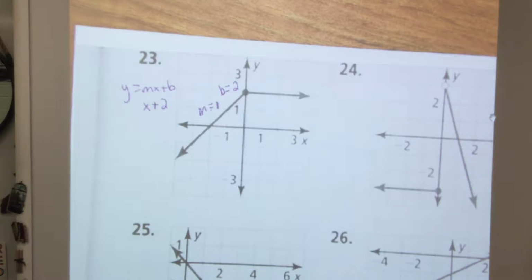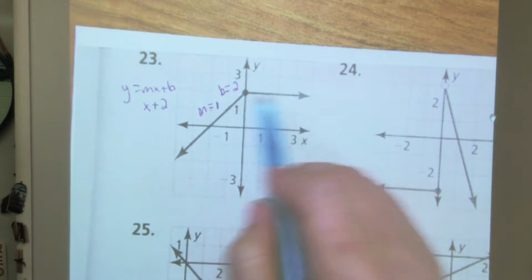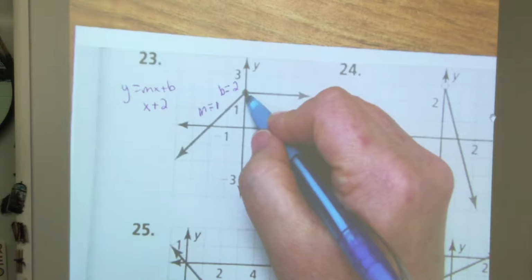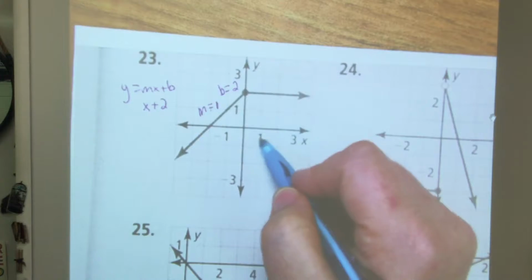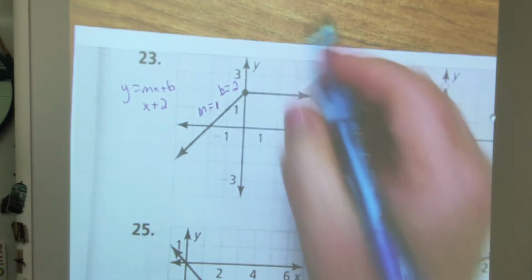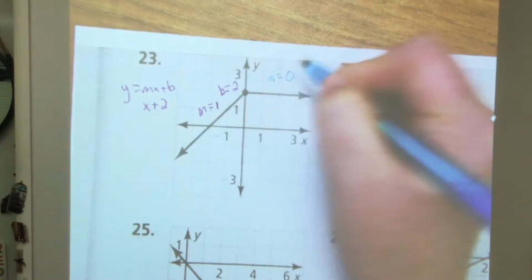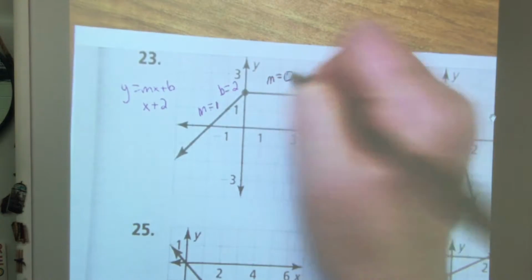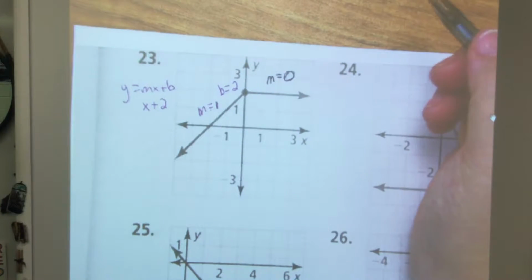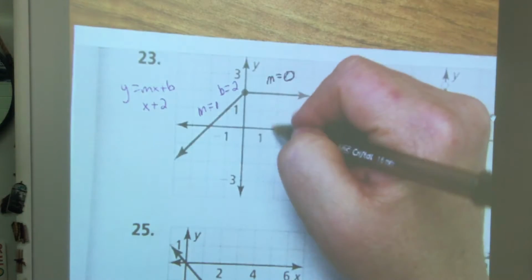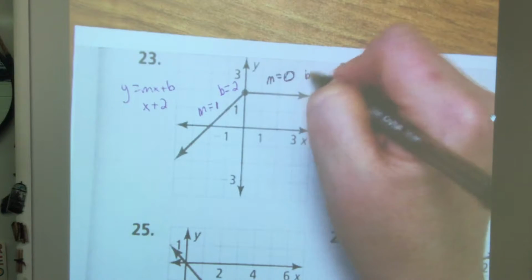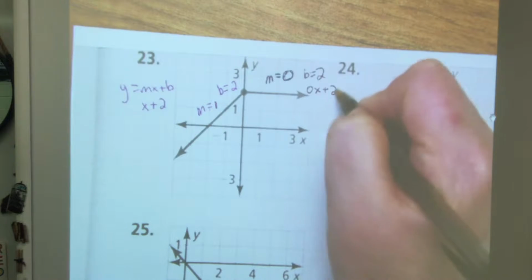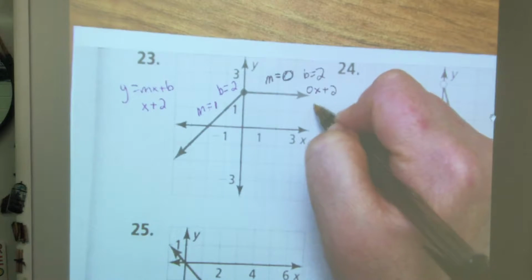And then let's look at the second equation over here, the second line. Here it has a y-intercept of 2 still, but it's a horizontal line. The slope equals 0. And the y-intercept b equals 2. So that would give me 0x plus 2, or y equals 2.